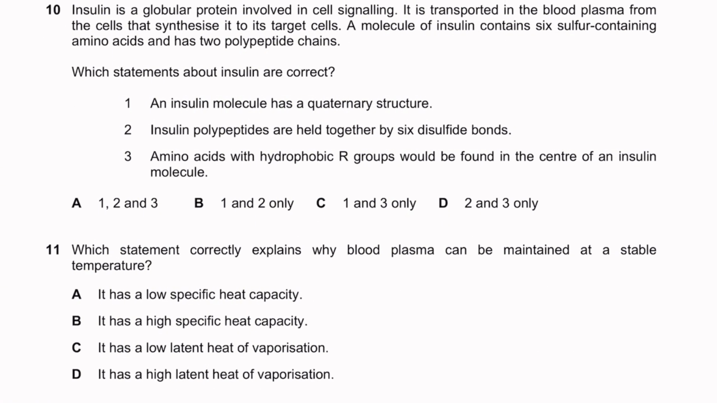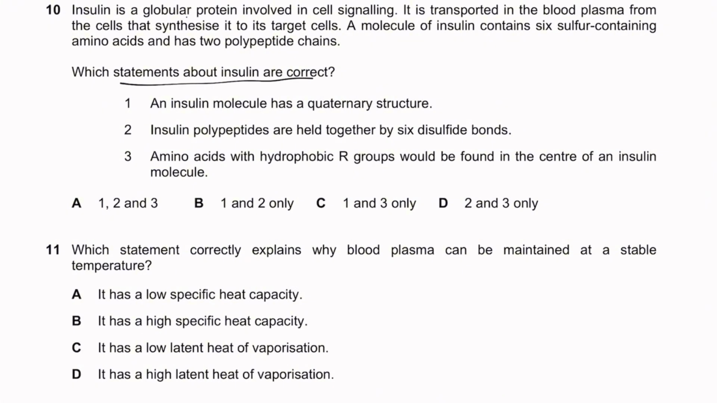Insulin is a globular protein involved in cell signaling. It's transported in the blood plasma from the cells that synthesize it to its target cells. A molecule of insulin contains 6 sulfur-containing amino acids and has 2 polypeptide chains. Which statements about insulin are correct? An insulin molecule has quaternary structure. So, which statements about insulin are correct?